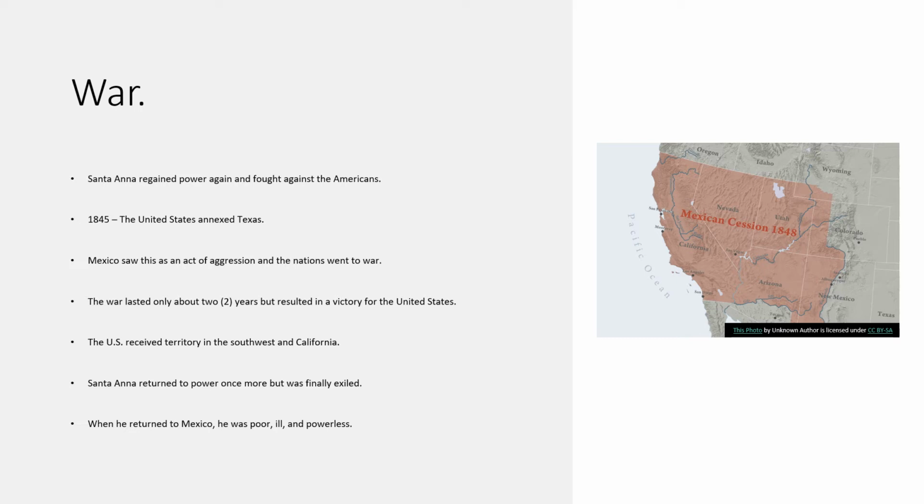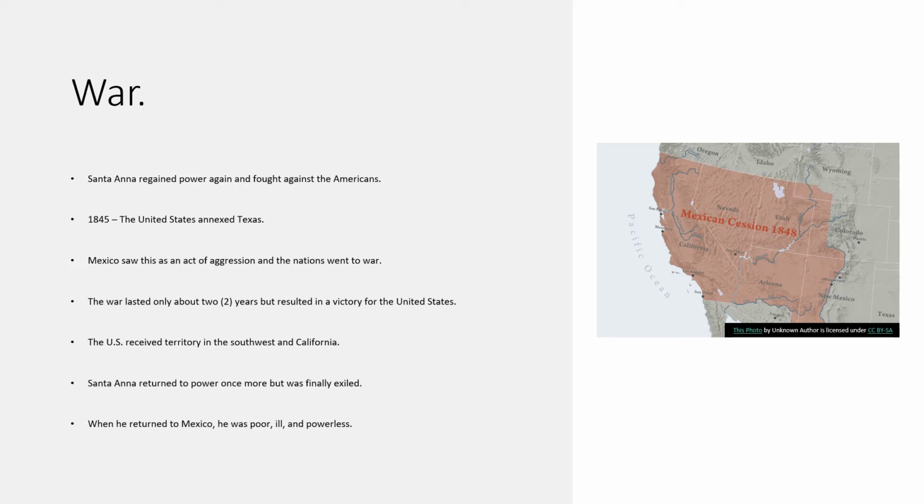In 1845, the United States annexed Texas, or took Texas as a territory for itself. Now, Mexico sees this as an act of aggression, and both nations went to war. So this is the beginning of the Mexican-American War. Now, the war lasted only about 2 years, but resulted in a victory for the United States.